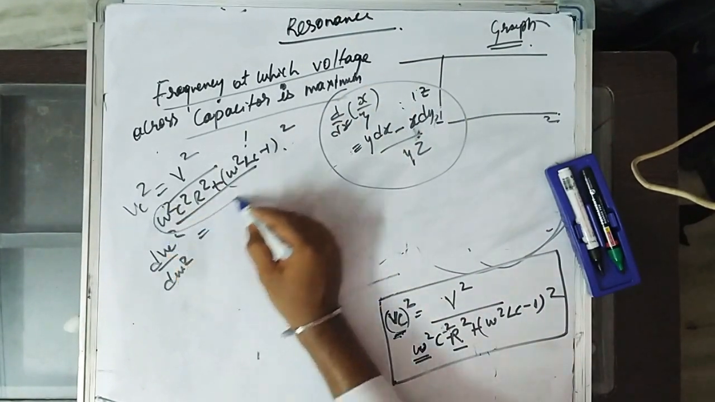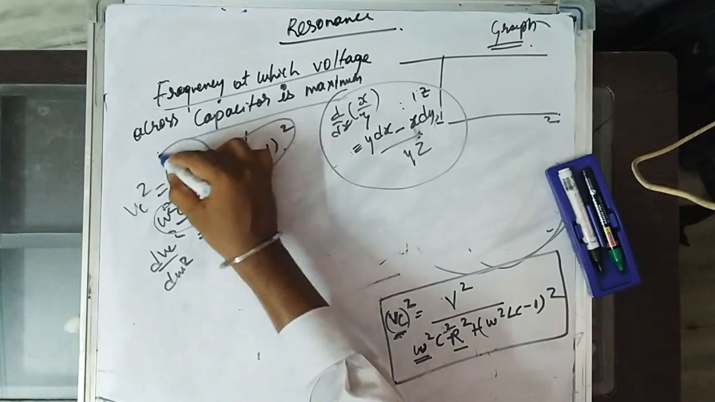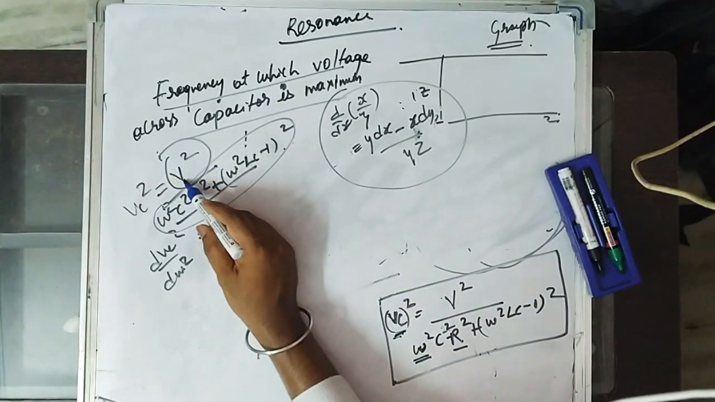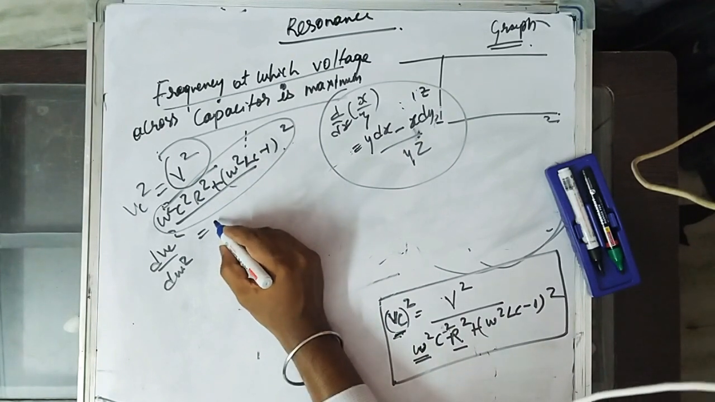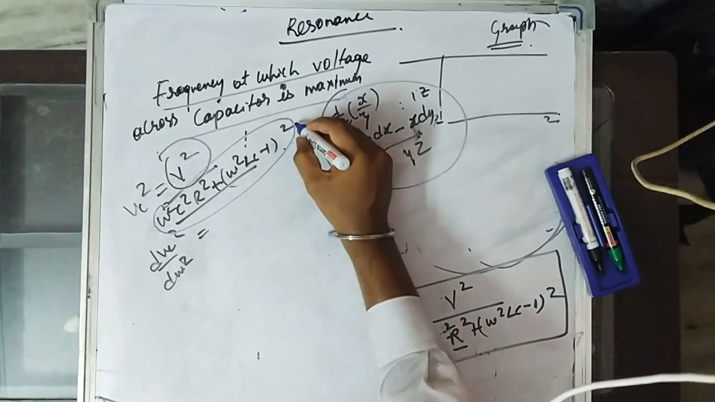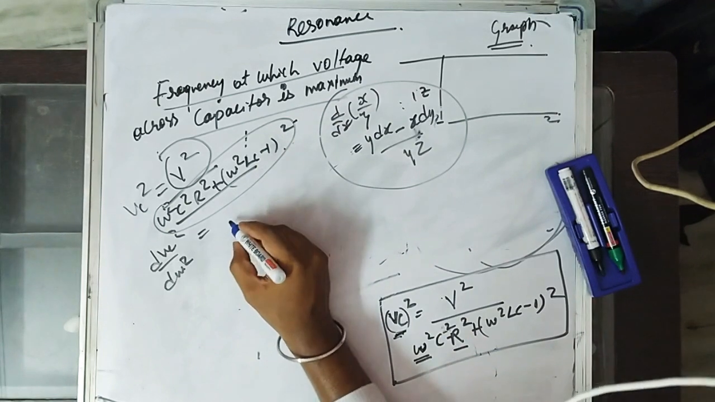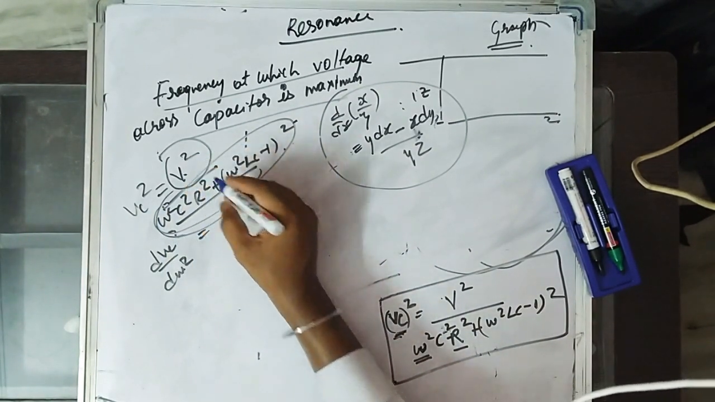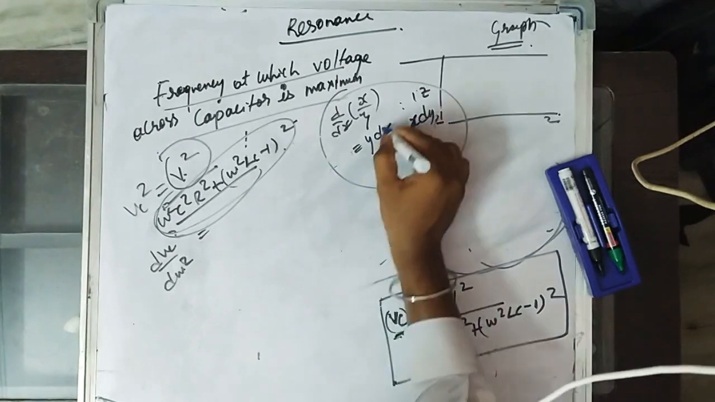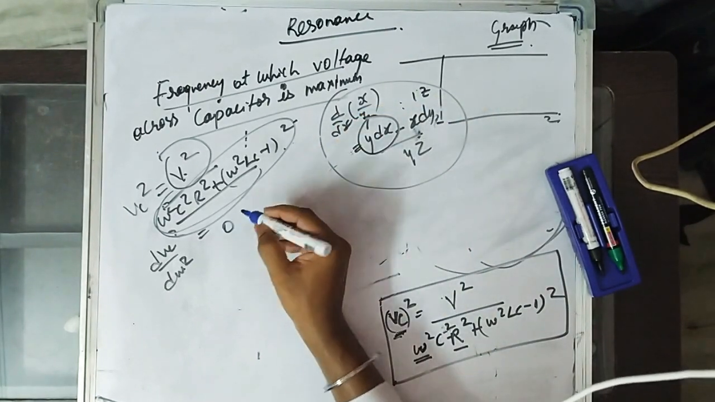So this will be y and this will be x. Differentiation of x, dx, is what? 0. So we'll keep this value, this value into the differentiation of this, which will become 0. So this part will be 0. We'll place that 0 here.